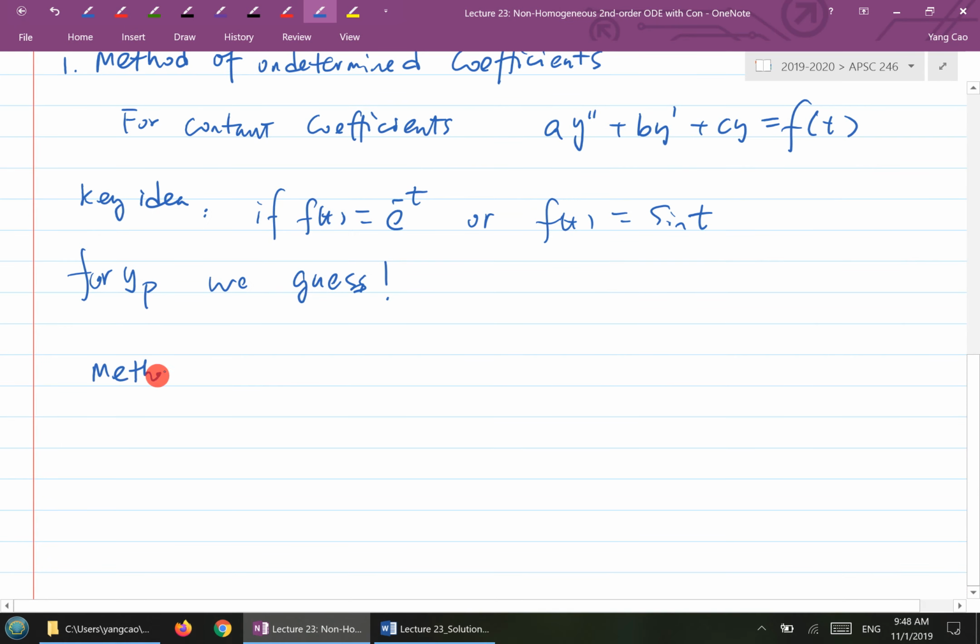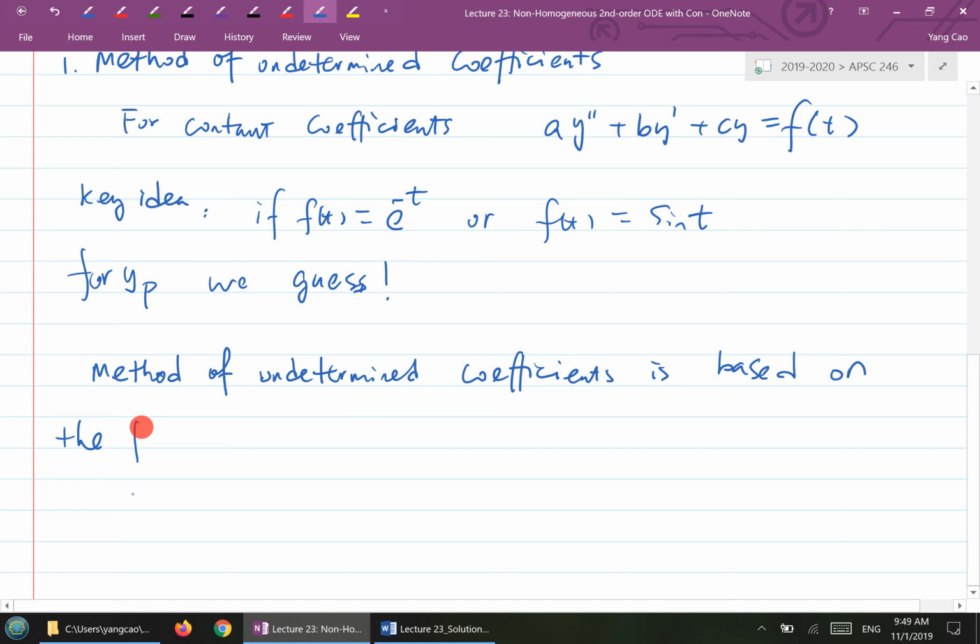So I'll just write down a little bit of summary here. Method of undetermined coefficients is based on the type of input, the type of function for f of t. So f of t is the input. What type of function f of t is, then we pick our guess.